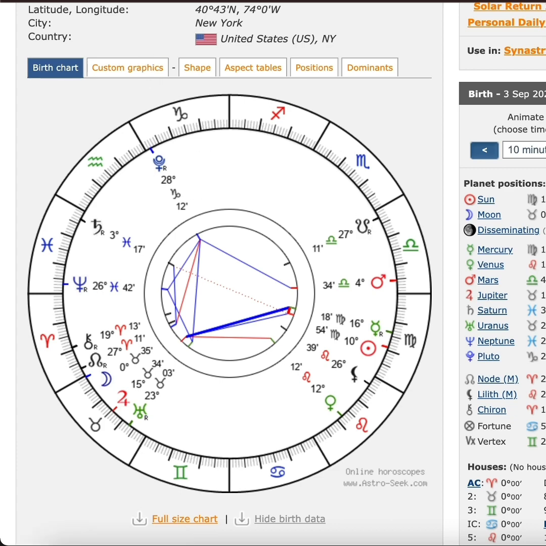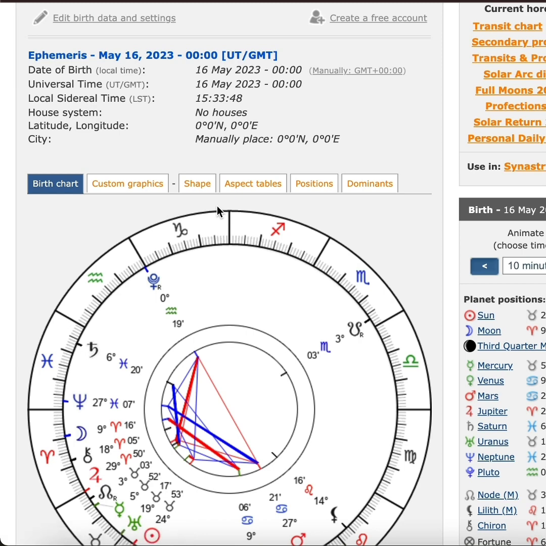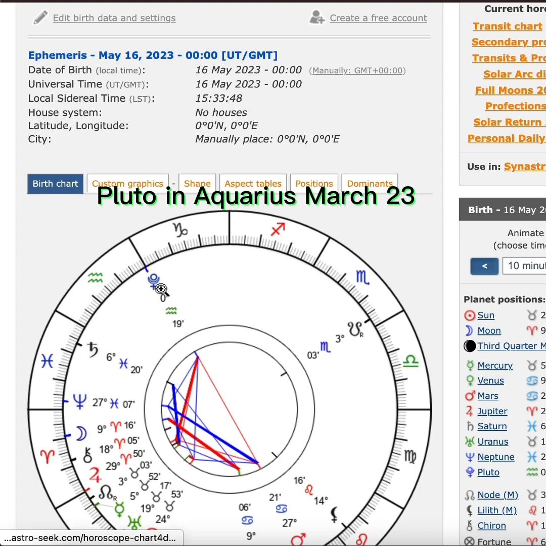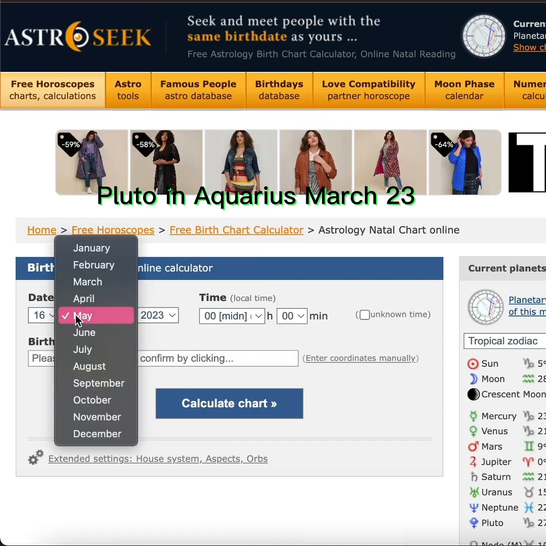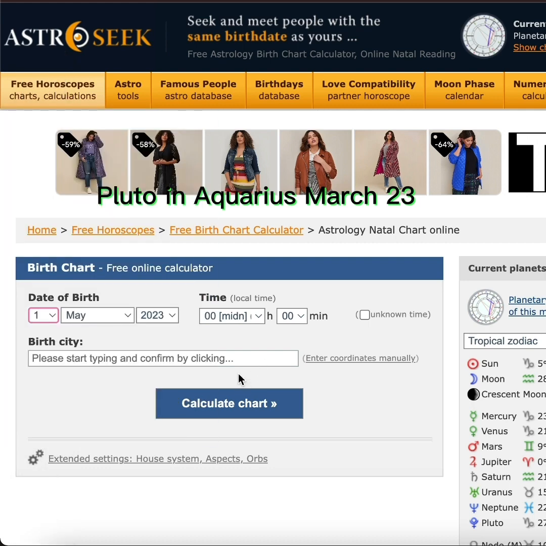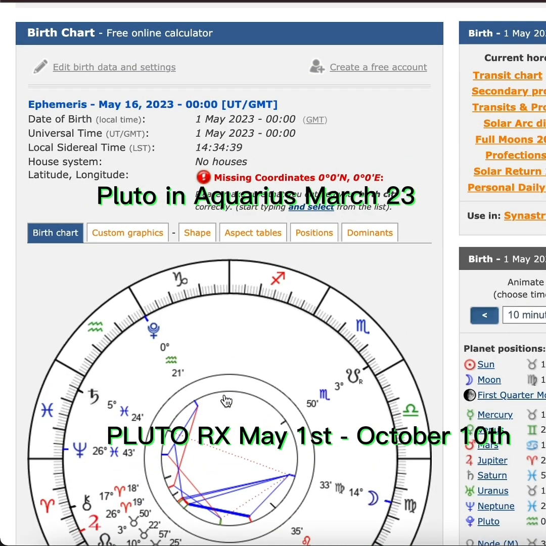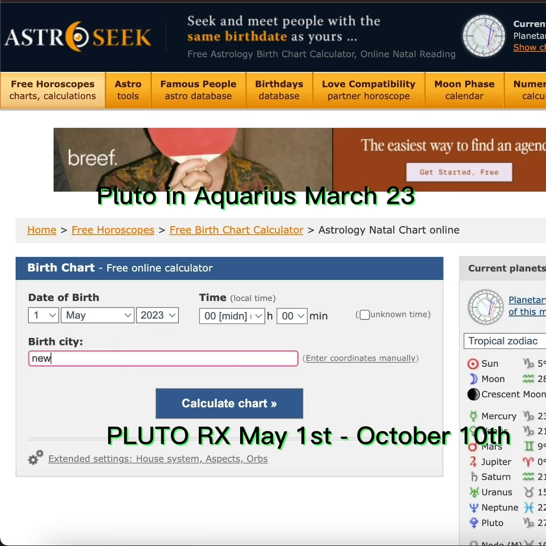Another notable mention is Pluto. Not notable, it's very important. So on March 23rd of 2023, Pluto will enter Aquarius, and it will go to 0 degrees all the way to May 1st. Okay, so on May 1st, Pluto will enter retrograde. Let's see what that will be, 2023. And it'll still be at 0 degrees, 21 minutes, apparently. So let me just make sure. Let's put New York, because I am in New York.